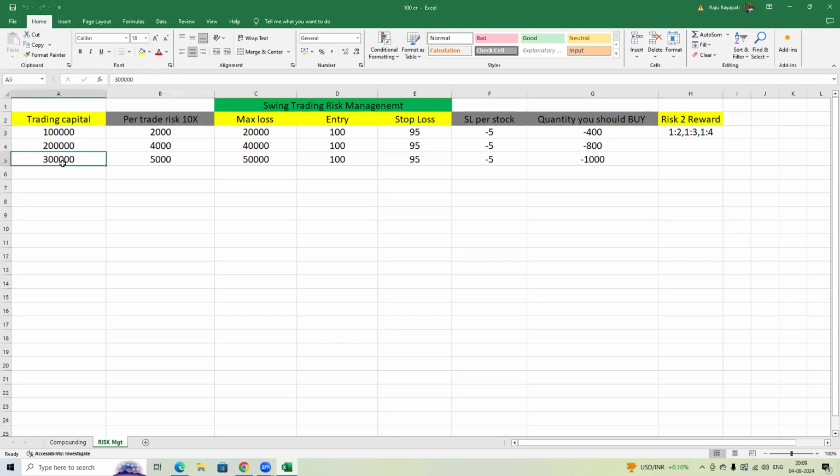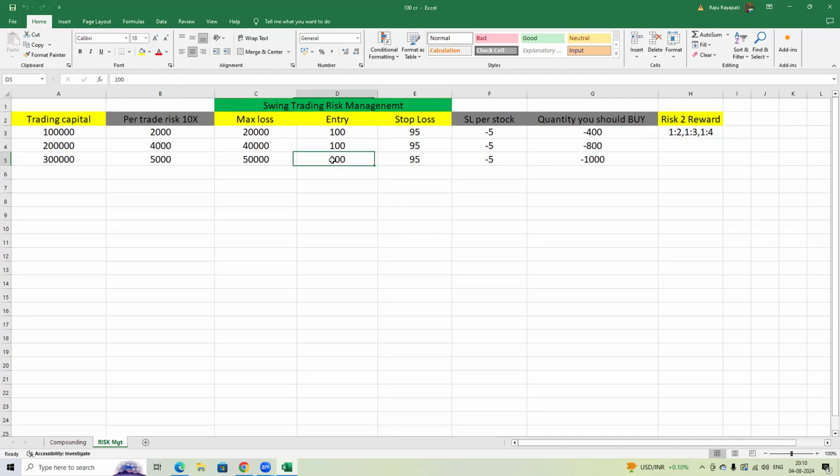If you have a capital of 3 lakhs and the maximum loss you can afford is 50,000, and you are entering a stock at 100 rupees with a stop loss of 5 rupees, you can buy 1,000 quantity. With 3 lakhs, you are buying only a 30,000 rupees position. If you lose 5,000 in one trade, even if you lose 10 trades, you lose only 50,000. You are still left with 2.5 lakh capital, which you can always deploy in other stocks.